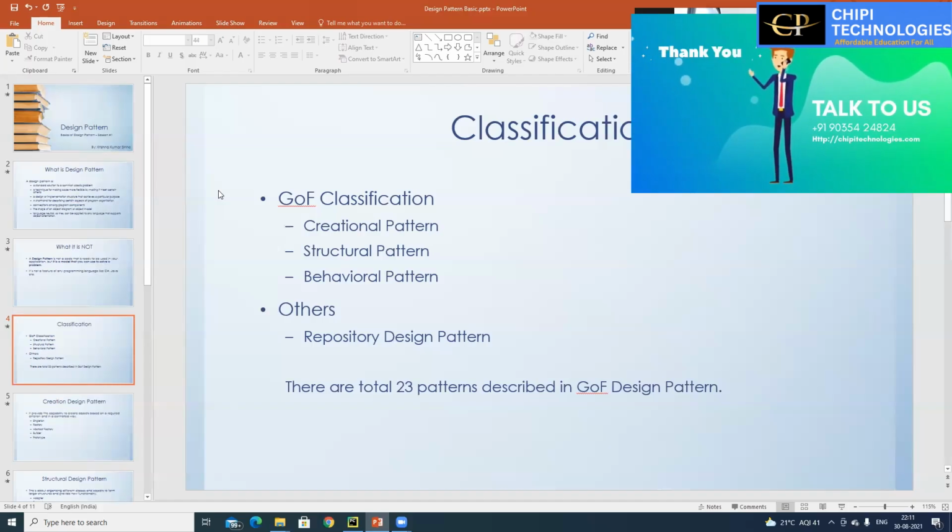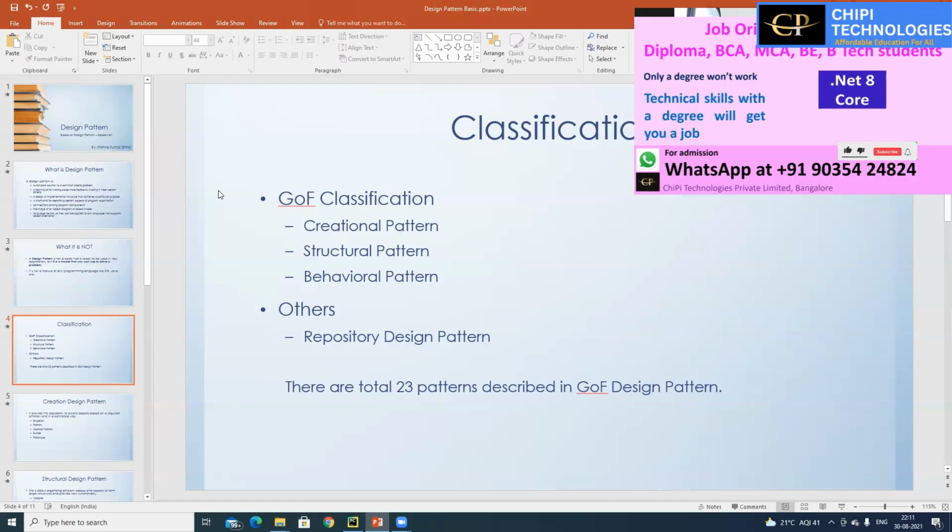So we'll just touch upon these three classifications at a very high level. I have already created a lot of videos where you can go through these design patterns, and try, learn, and understand them. Here my focus is only to talk about the different kinds of design patterns we have as a part of the GOF book.